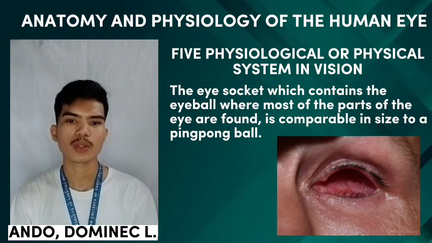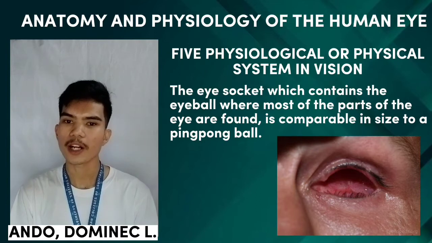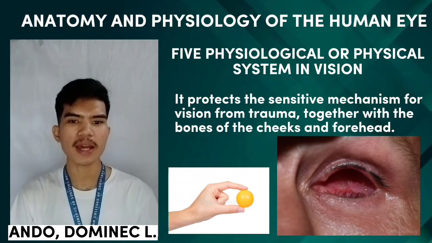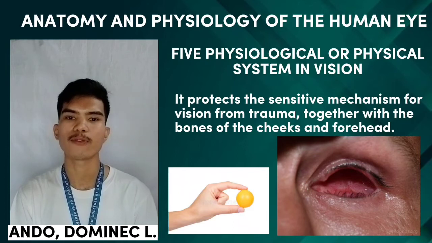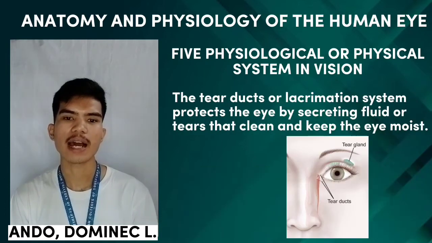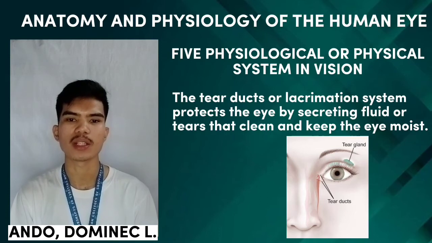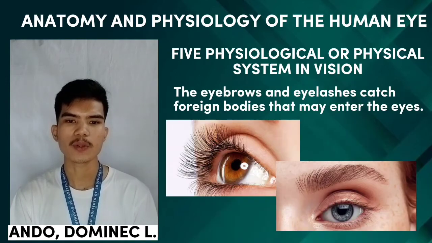The eye socket, which contains the eyeball where most of the parts of the eye are found, is comparable in size to a ping pong ball. It protects the sensitive mechanism for vision from trauma, together with the bones of the cheeks and forehead. The tear ducts or lacrimation system, on the other hand, protects the eye by secreting fluid or tears that clean and keep the eye moist. The eyelid moistens and cleans the cornea through blinking. The eyebrows and eyelashes catch foreign bodies that may enter the eyes.